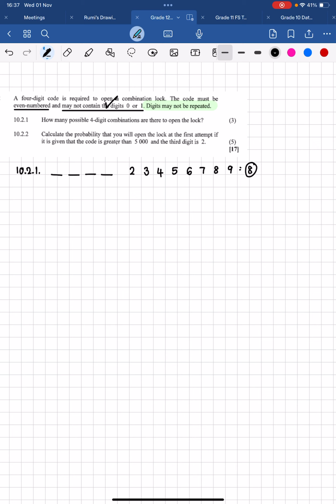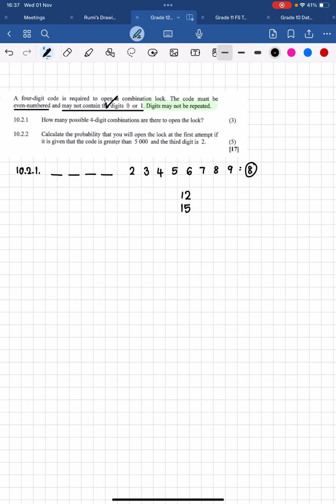So now I have already looked at that condition, or that restriction. Guys, you have to always start with the restriction first. Now, the restriction that they are putting on this code is that the code must be even numbered. A number is an even number if it ends with an even digit. So, for example, 12 is an even number, right? Because 2 is even. 15 is not an even number.